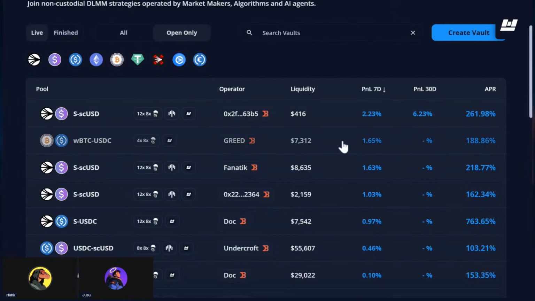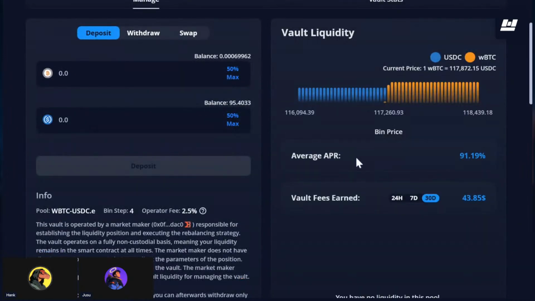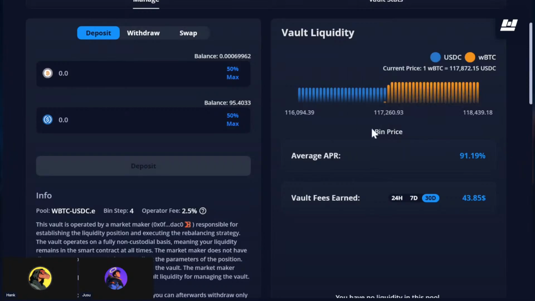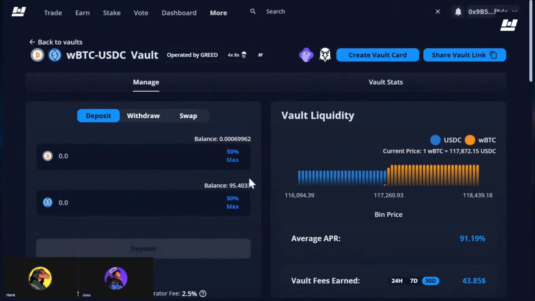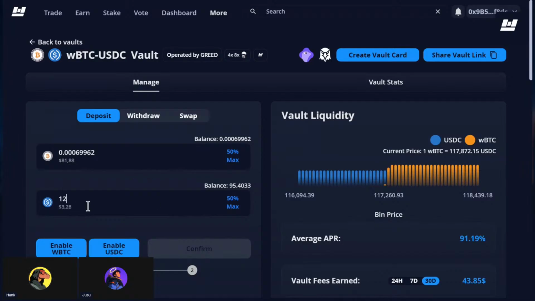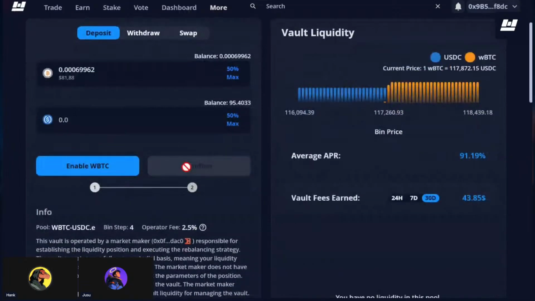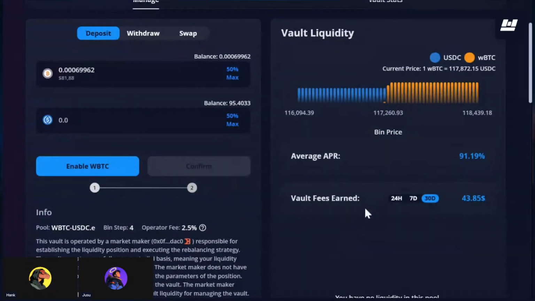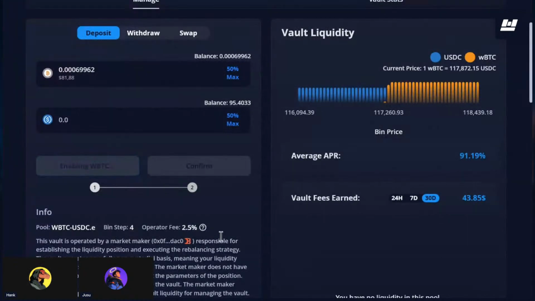This was the greed one we've just been talking about. So I'm going to deposit now, and what's really nice is you can decide what is in the wallet. You can just put Bitcoin, just put USDC, or a combination of both. It's completely free to do as you wish. So in my case, I'm just going to put the Bitcoin that I have, put it in, deploy it.